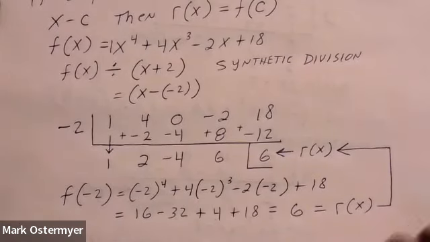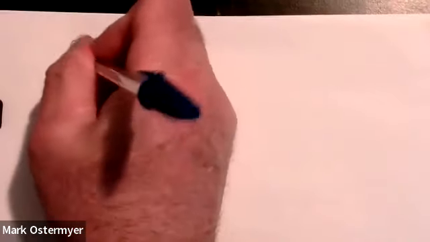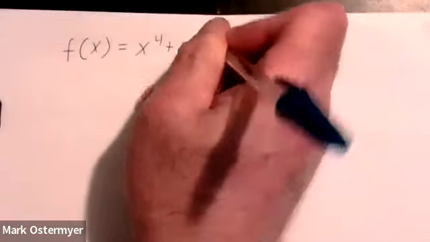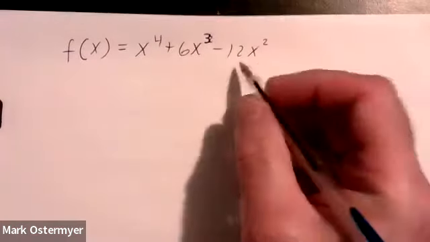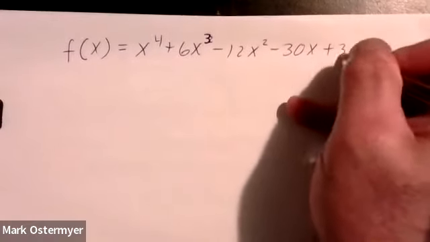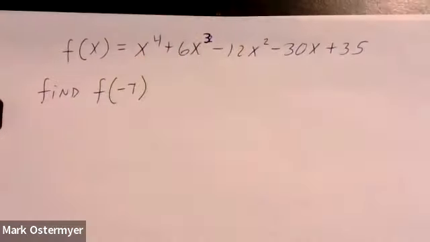All right, so let's try another one here, maybe taps into this remainder theorem. So that is the remainder theorem. And this next one says this: suppose that I am given a 4th degree polynomial function here. This should be cubed. And this is 12x squared minus 30x plus 35. Suppose that I want to find this function evaluated at -7.